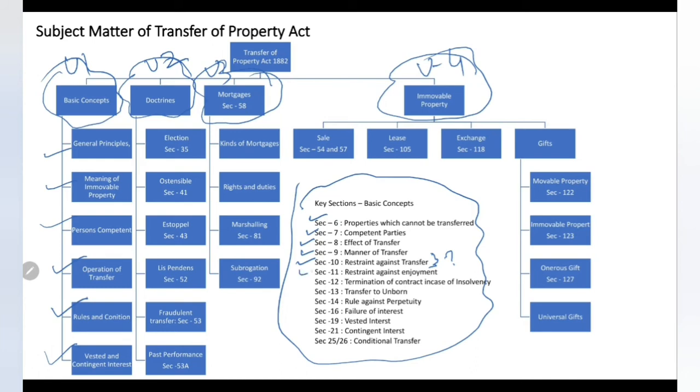In the same way, restraint against enjoyment. Can we put a condition that this property should not be used to celebrate any functions, etc.? Can we put this kind of enjoyment condition?